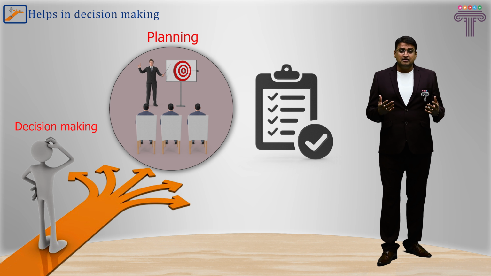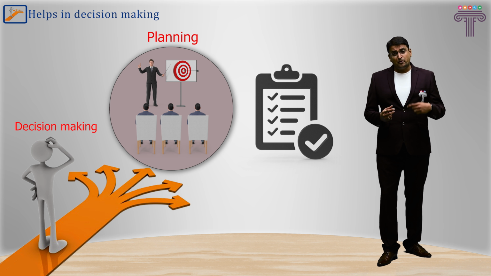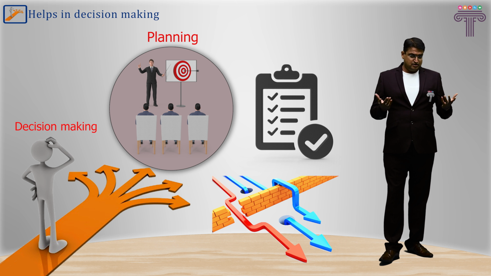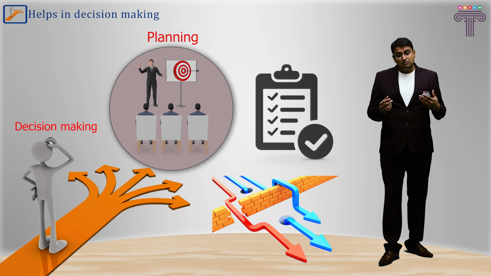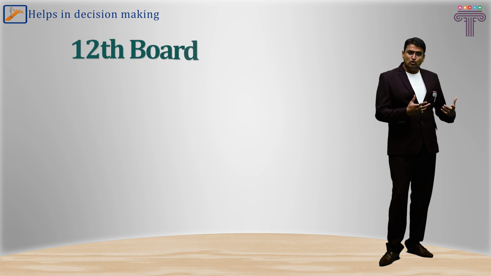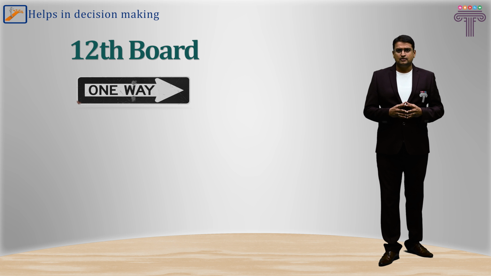The very reason why the manager has to take a lot of decisions is because, in order to perform a task, there are many alternative ways. So, how do you complete a task? Let's say I want to finish my 12th board syllabus. How would I finish that? Is there one way to complete it?